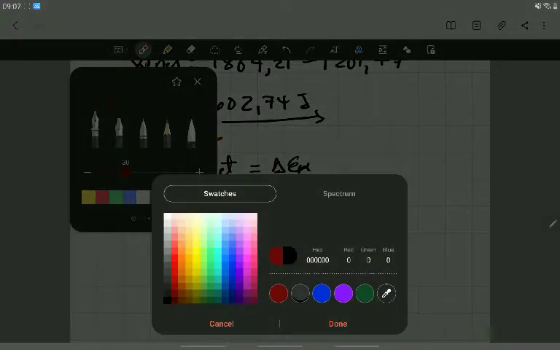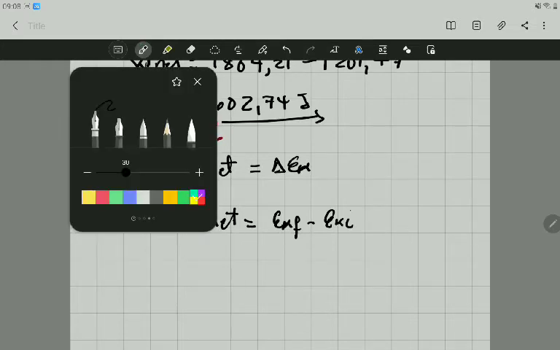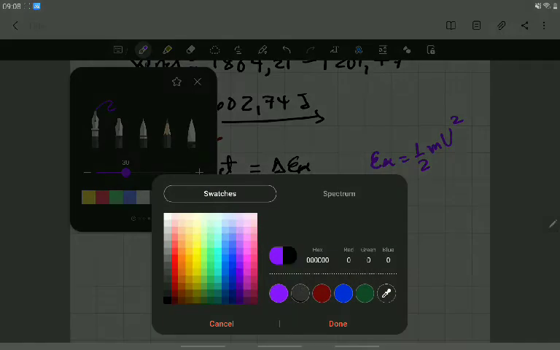So let's break this formula, this theorem, a little bit further. We have that the work done by the net force is equal to the final kinetic energy minus the initial kinetic energy. And from previous grades, kinetic energy is equal to half the product of the mass and the speed squared. So that is what we have to substitute here in the theorem.